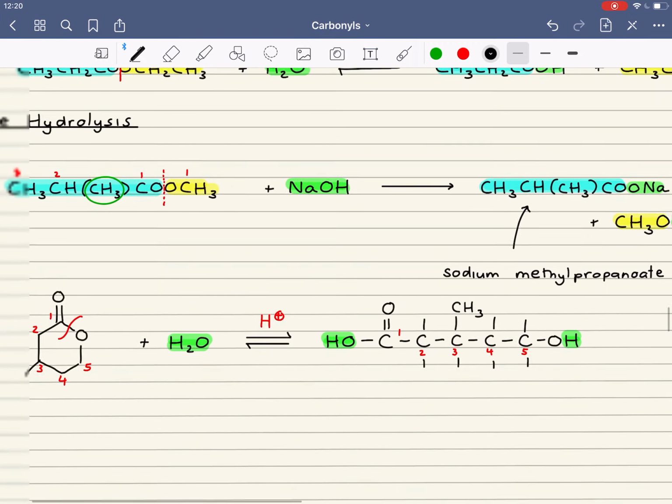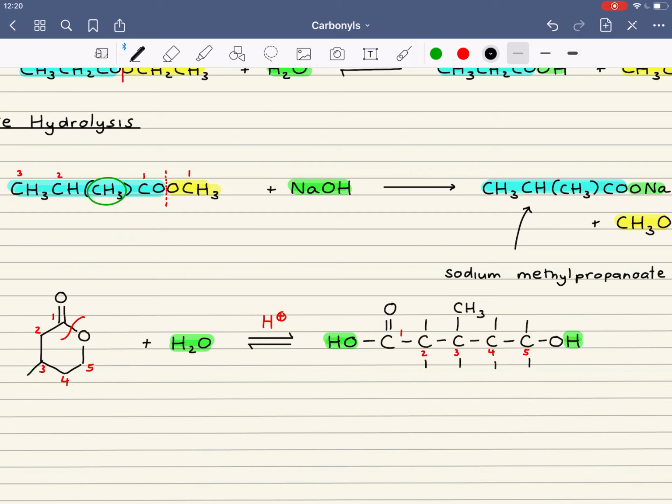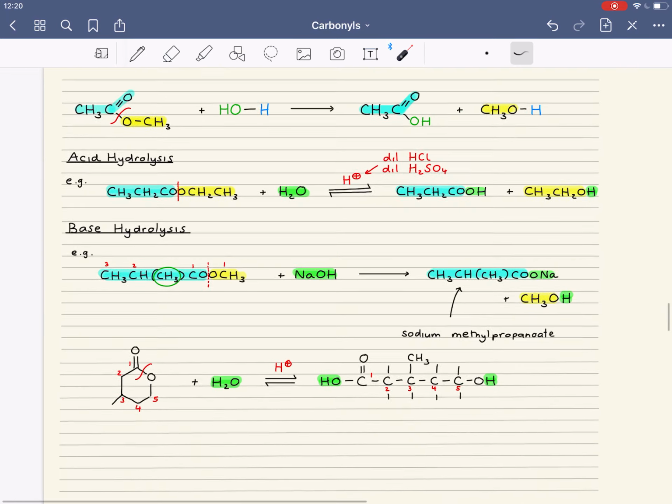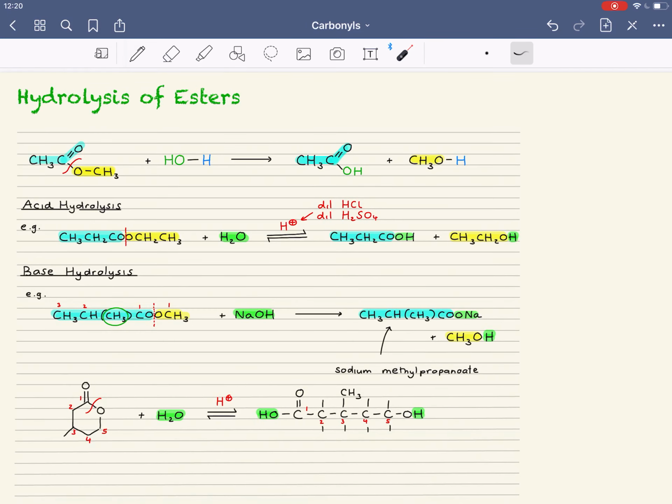So that's how you would do an ester hydrolysis if you were hydrolyzing a cyclic molecule. The key is number them. And again, if you've got anything like a methyl group attached, if it's on carbon 3 in the ester, it'll be on carbon 3 in your hydroxy acid. And that there is the hydrolysis of esters.